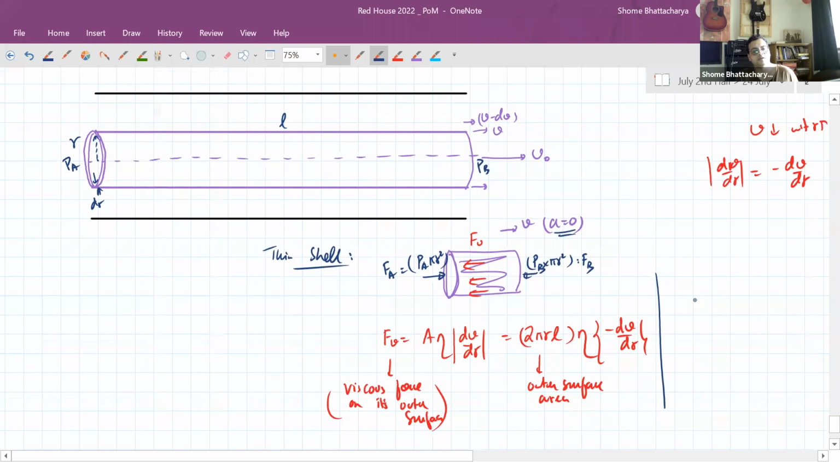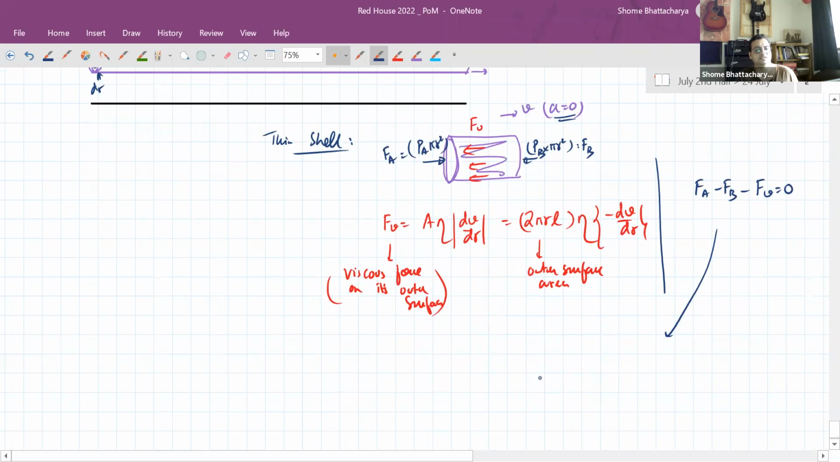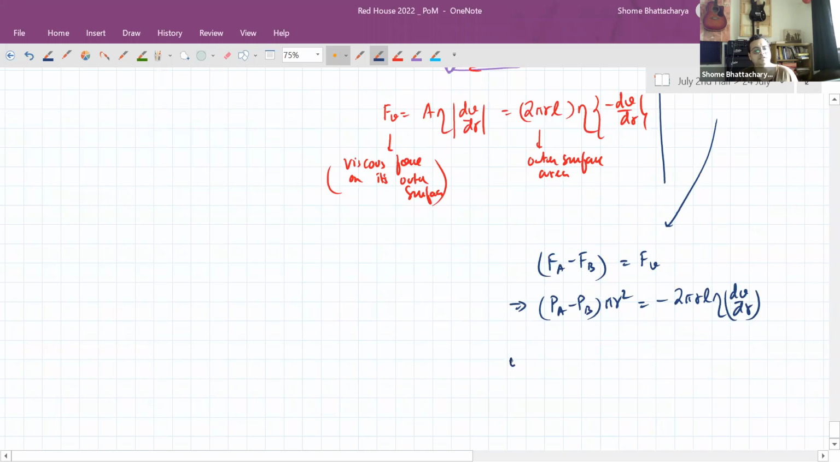Okay. So because the acceleration is 0, now we can see that FA minus FB minus the viscous force has to be 0. So the pressure difference into this area will have to be balanced by this. So this will have to be minus 2 pi r L eta into dV by dr. Okay. Don't be bothered by the minus sign because it's actually coming from the mod. So you can also understand it this way, that PA minus PB is equal to 2 eta L upon r into mod of dV by dr. We'll remove the mod thing later.